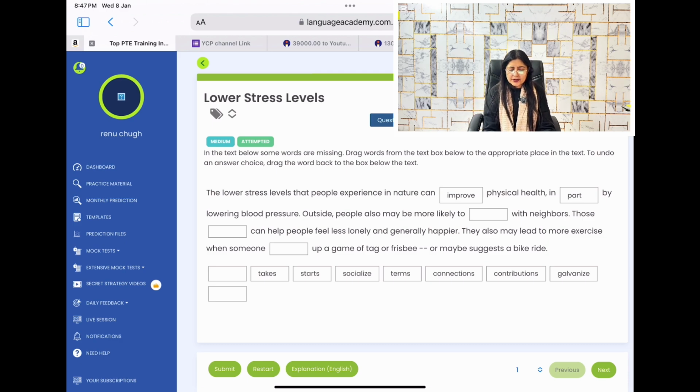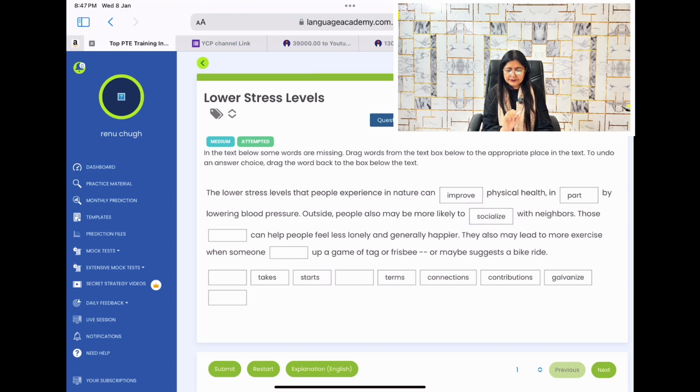Now, outside people also may be more likely to dash with neighbors. Now, what do we need to see with to? I have to use V1, and there is a word called neighbors. So I will be looking for some collocation related to neighbors. Now, more likely to, with to we have socialize; we are left with galvanize, okay, because two verbs are there. So with neighbors obviously we can socialize. So this would be an appropriate and collocated word over here.